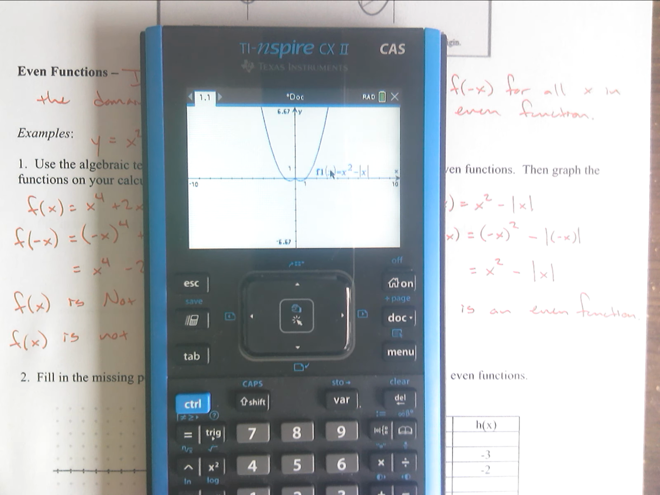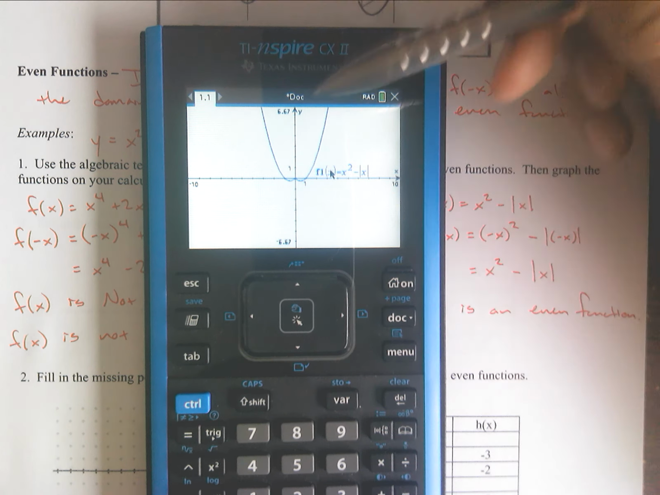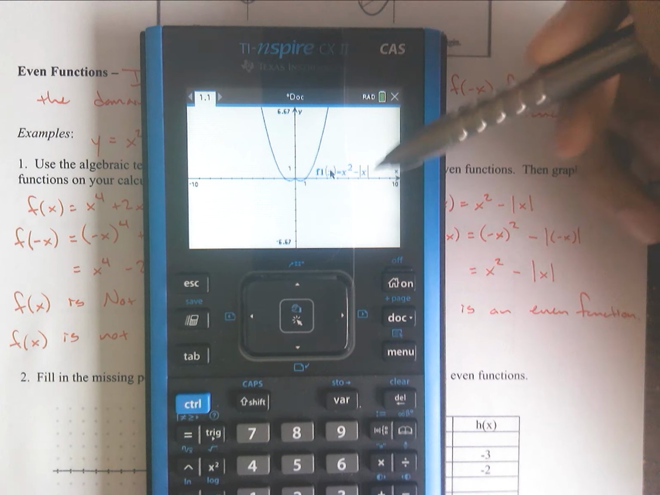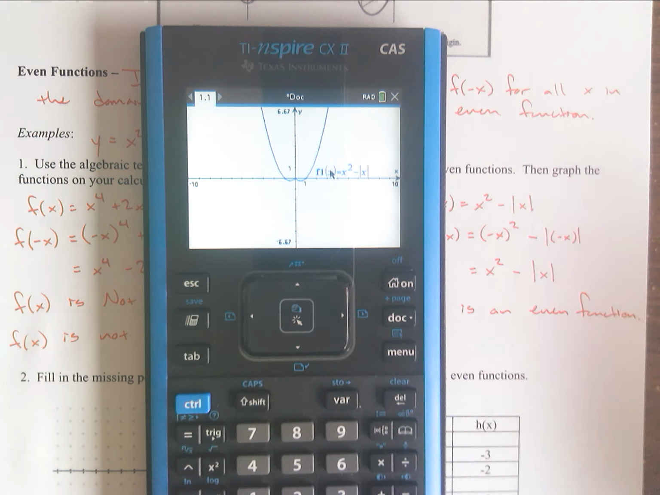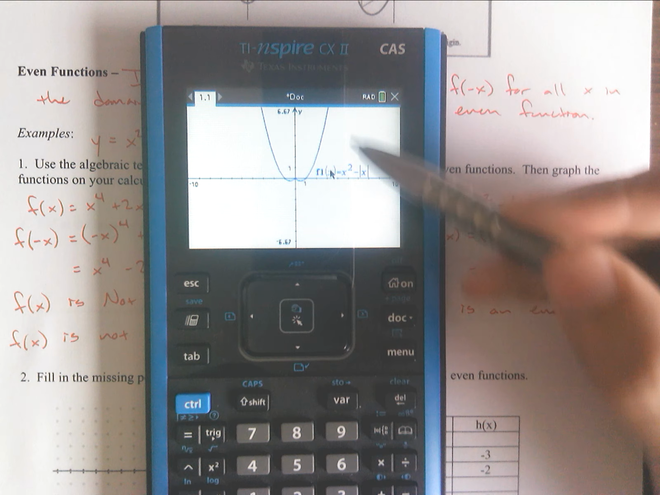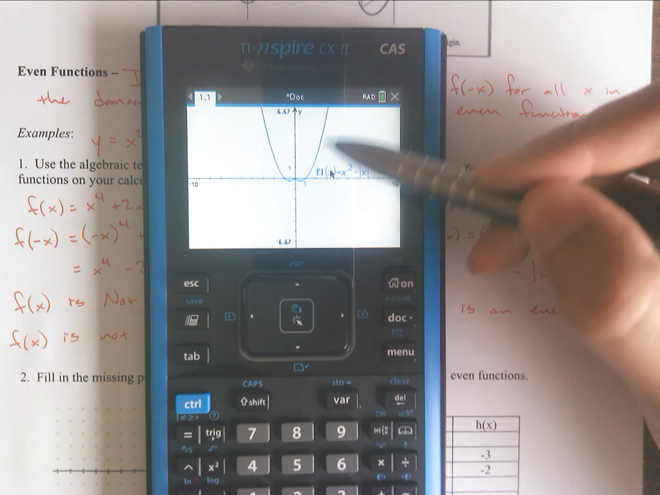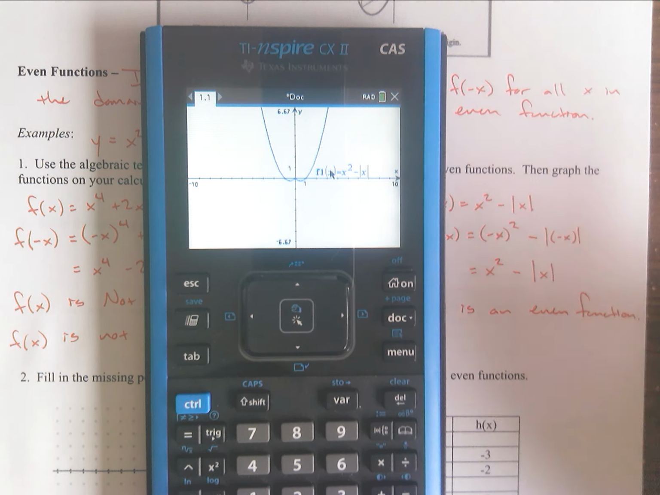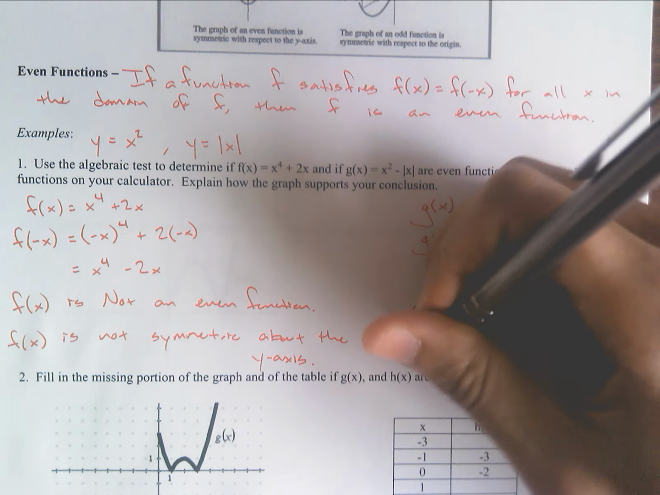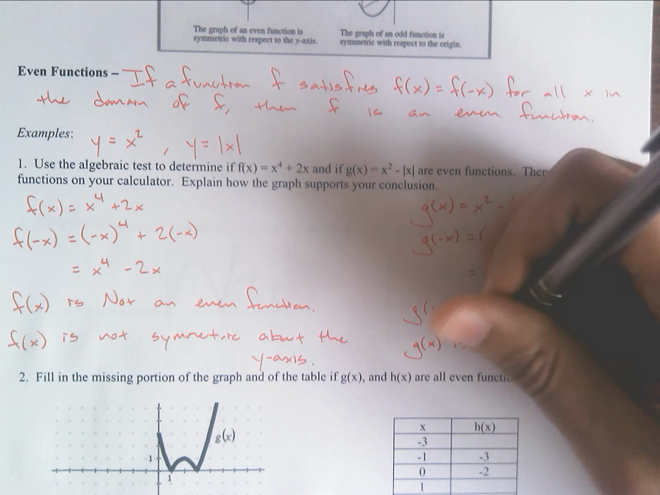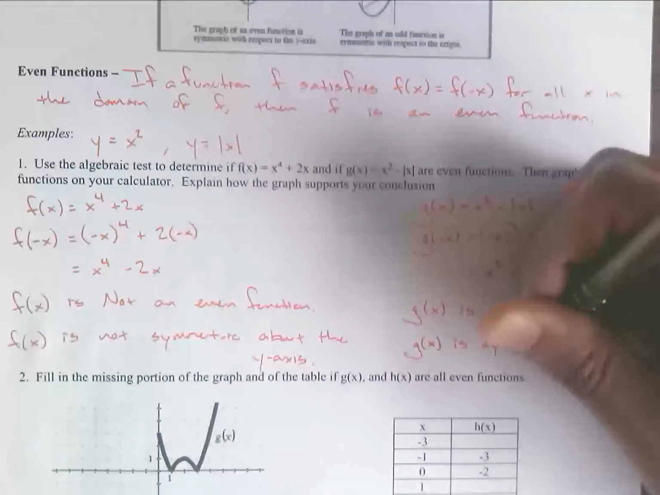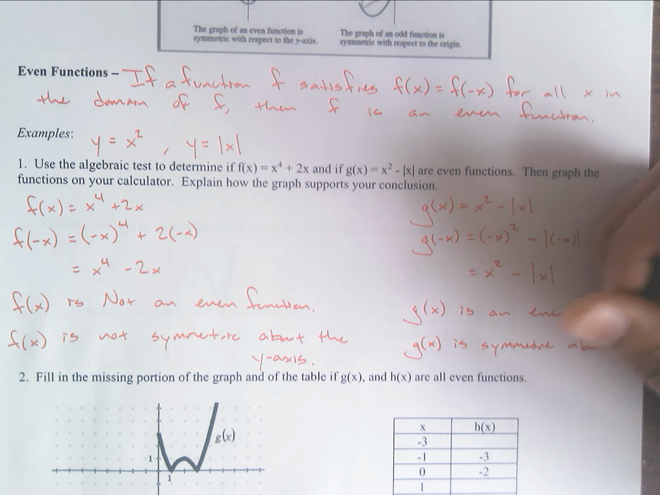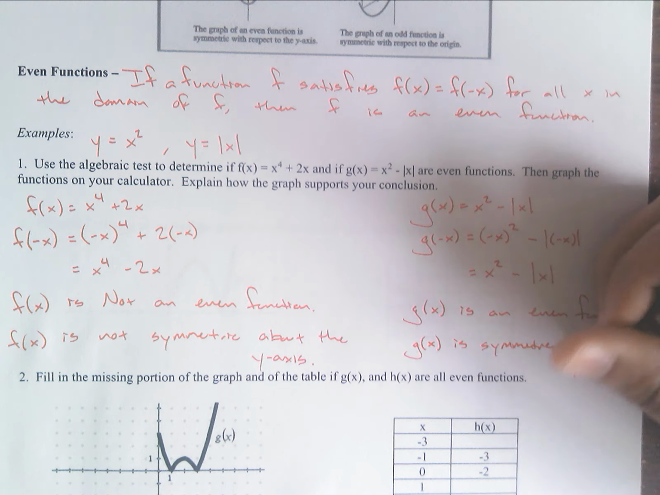Taking a look at the graph, if we were to draw a line on the y-axis, this is symmetric on both sides. Okay, this is the same on both sides. We see that it goes up on both sides and it goes below the x-axis on both sides. This is symmetrical. So graphically, we can say that g of x is symmetric about the y-axis.